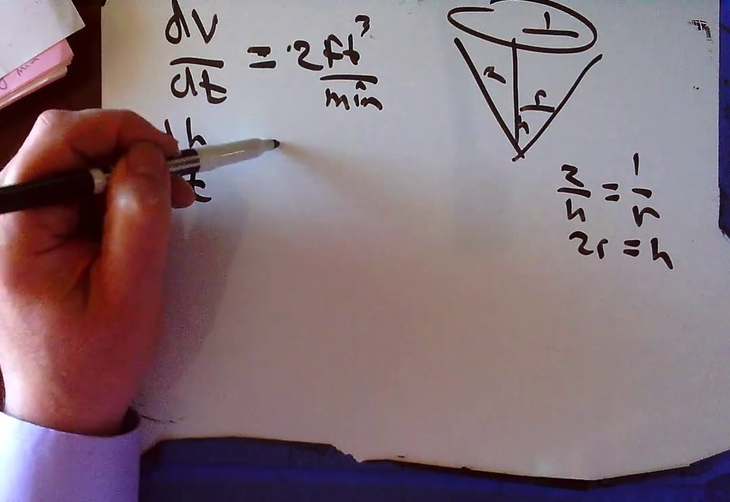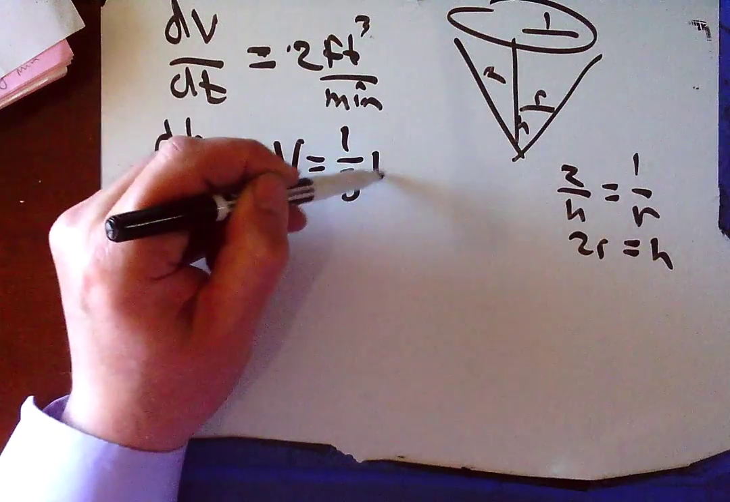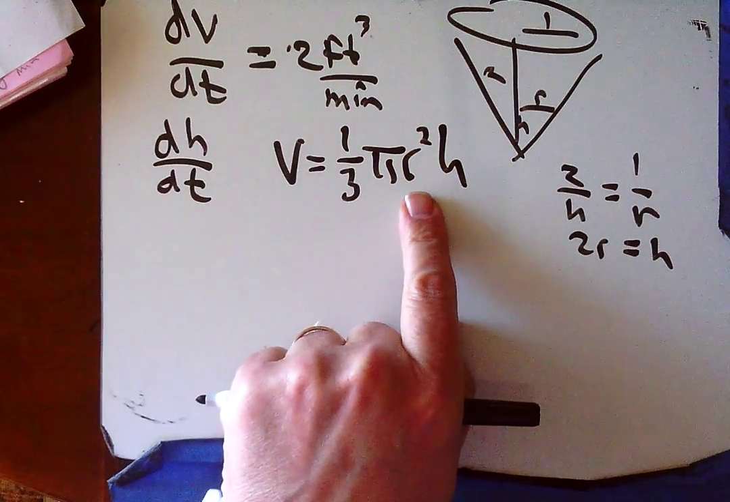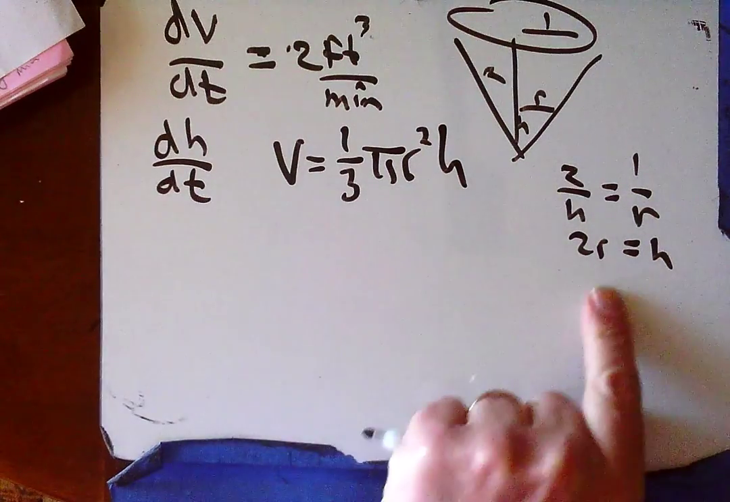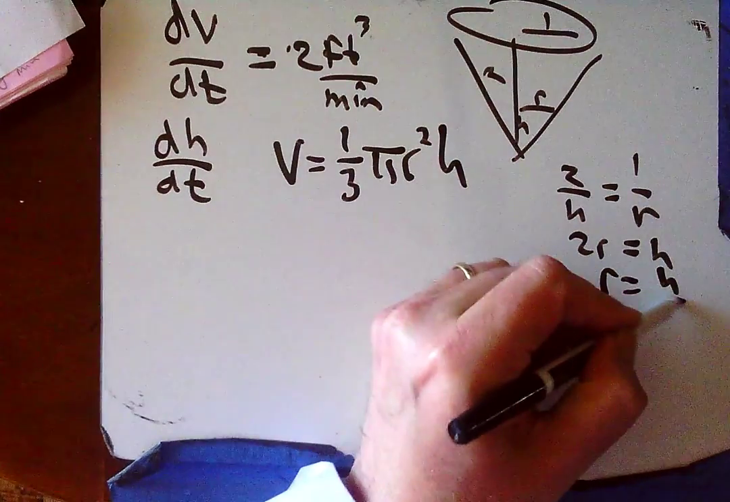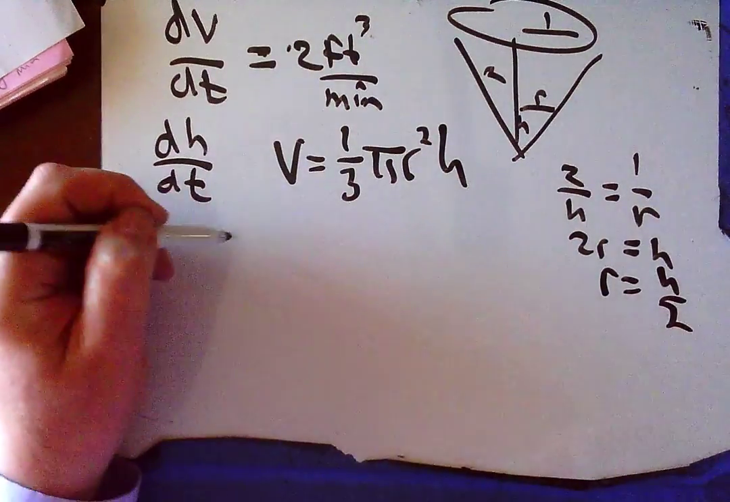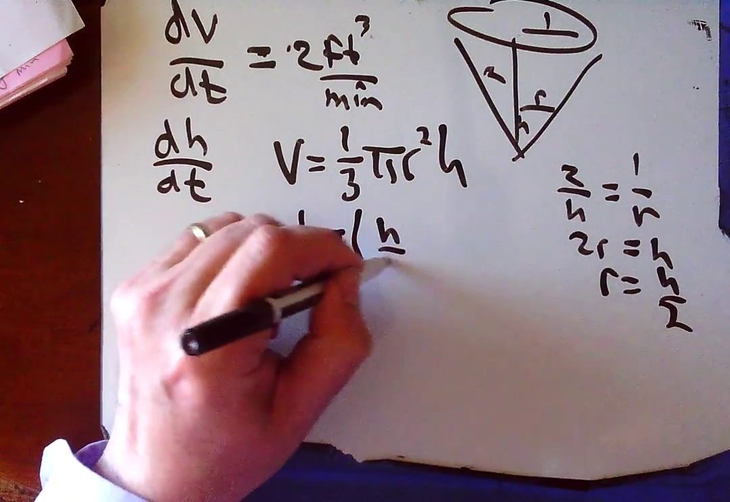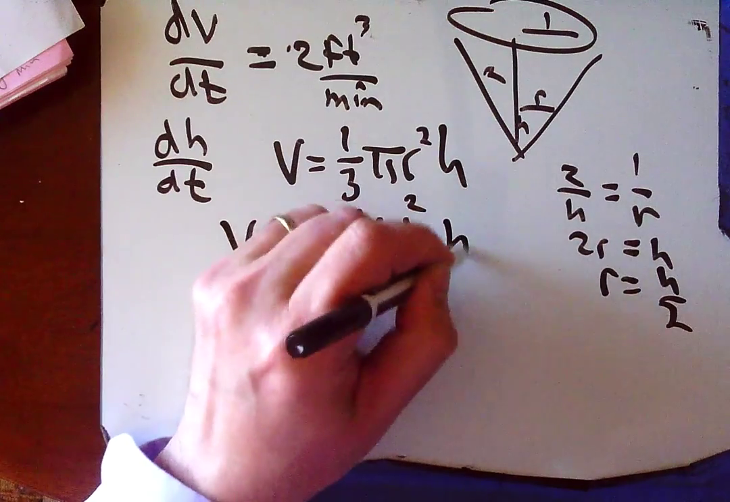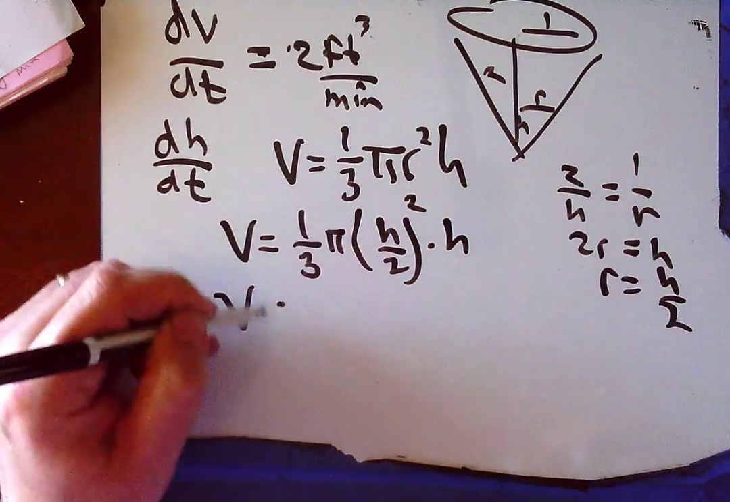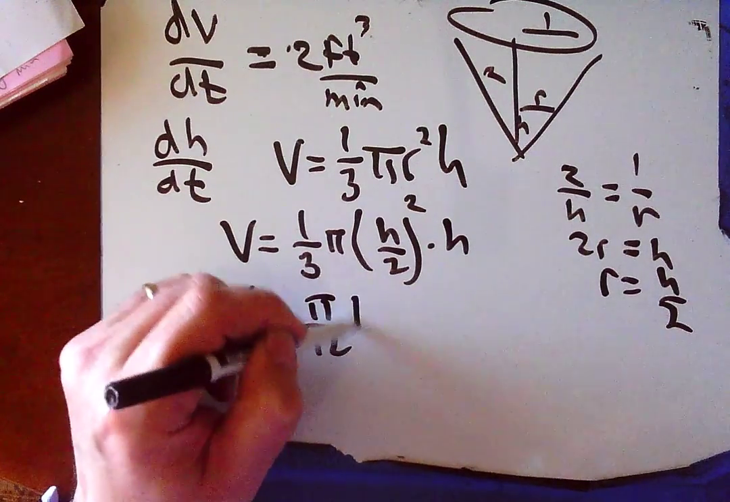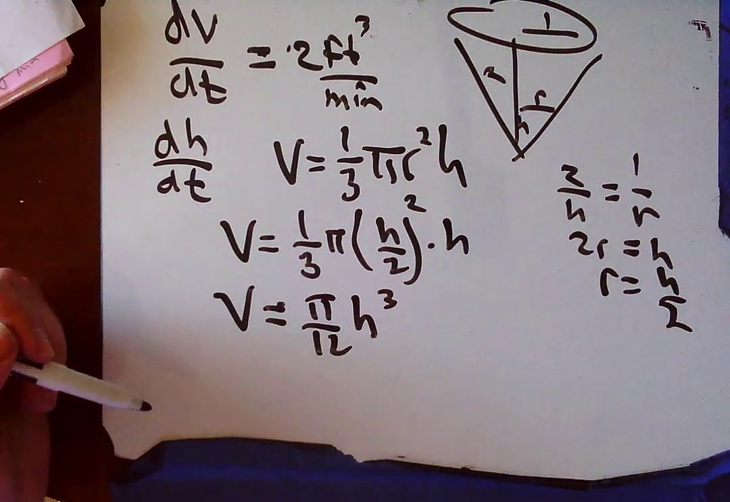So I want to take this volume formula, 1/3 pi r squared h, and I want to get rid of the r's and replace them with some h stuff. So I know that r equals h over 2. So then volume is going to be 1/3 pi (h over 2) squared times h. And we said that means that volume is going to be pi over 12 h to the third.